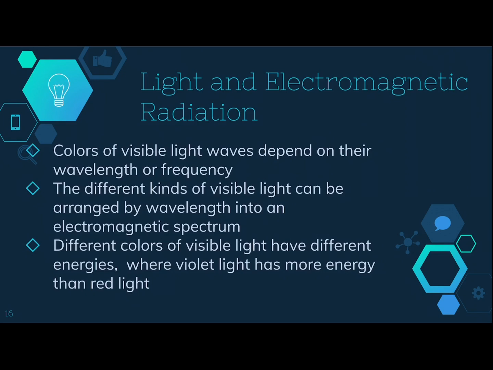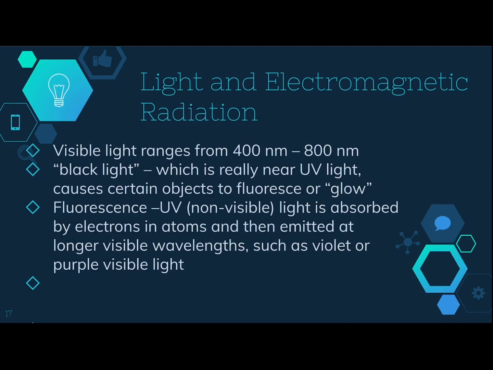Colors of visible light waves depend on their wavelength or frequency. The different kinds of visible light can be arranged by wavelength into an electromagnetic spectrum. Different colors of visible light have different energies, where violet light has more energy than red light. So purples have more energy than red. Visible light ranges from about 400 to 800 nanometers.